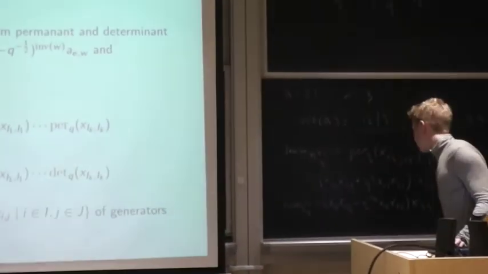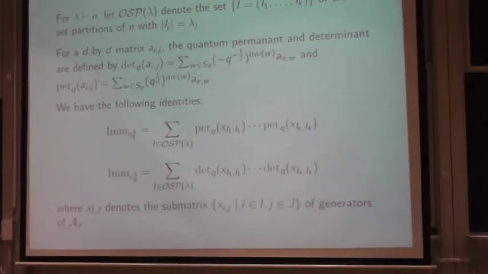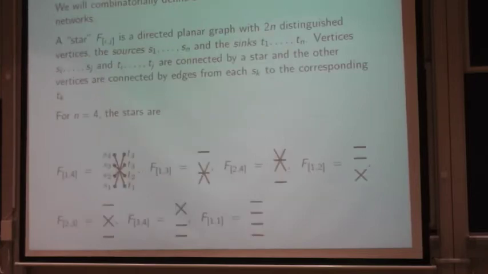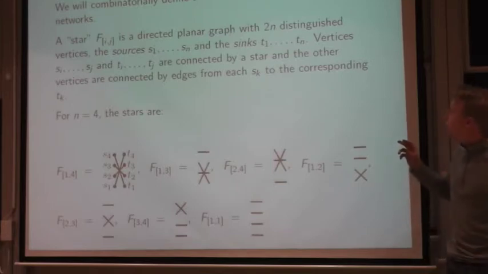Okay, so our goal then is to give a combinatorial formula for evaluating these things. And again, we're going to be talking about planar networks. We're not even talking about all planar networks; I'm going to talk about very certain types of planar networks, which end up being pretty useful. So we're going to combinatorially define a family of matrices using planar networks.